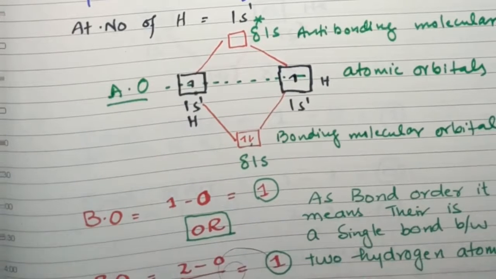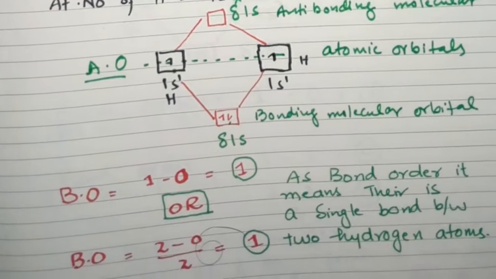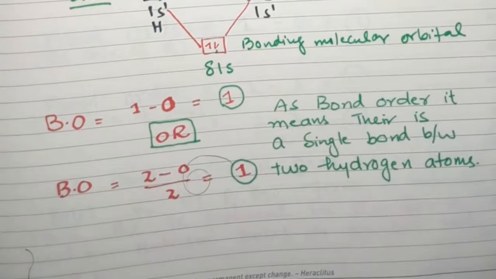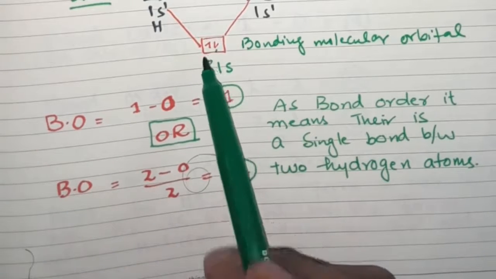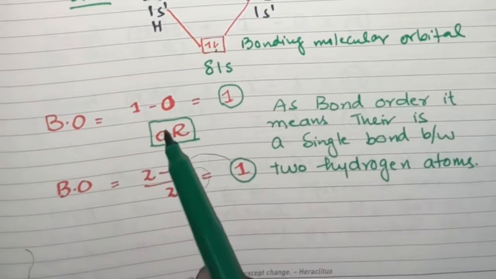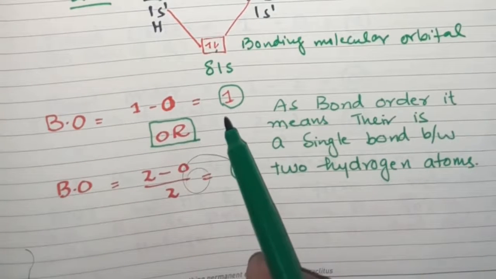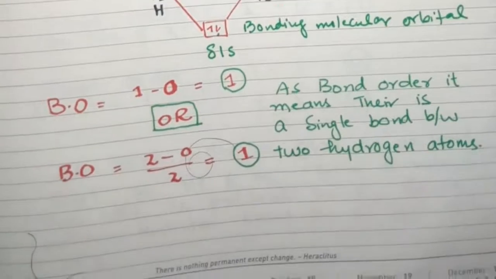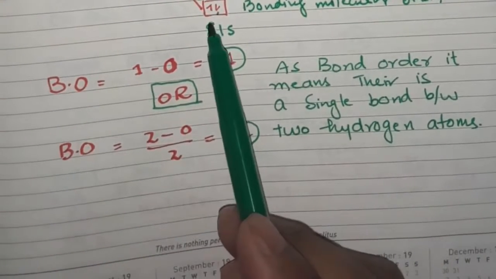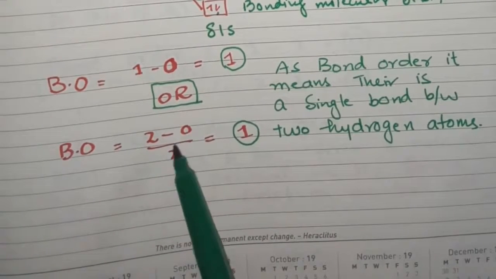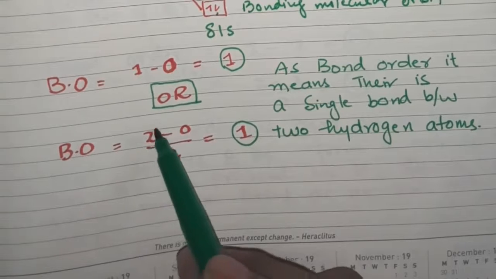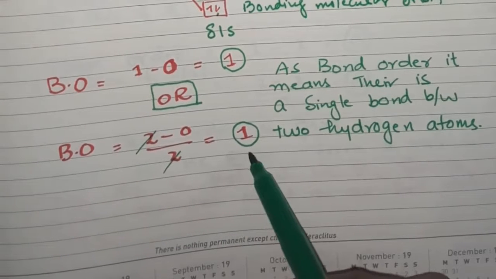Now let's find out the bond order of hydrogen. We have one electron pair in the bonding and no electrons in the anti-bonding. So one pair minus zero pairs is equal to 1. Or we can also find it with the help of the second formula: 2 electrons in the bonding, 0 electrons in the anti-bonding, divided by 2, so 2 and 2 cancel out and 1 is the answer.